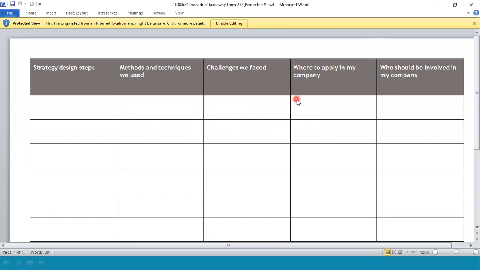Here is the structure of the individual takeaway form. You may want to make a note of the various strategy design steps and the methods and techniques used, the challenges you faced, and where to apply in your company, and who should be involved in your company.